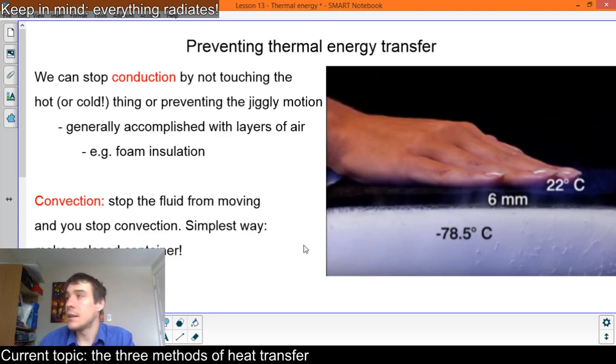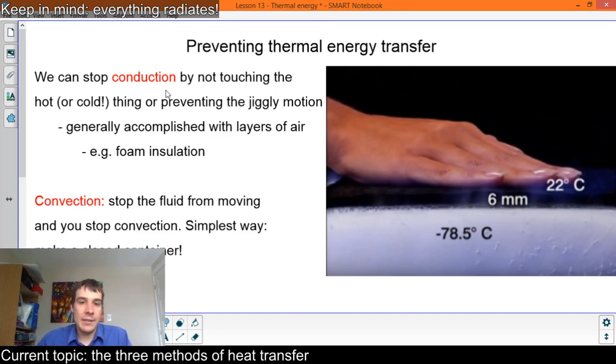Then let's talk about preventing this thermal energy transfer. We can stop conduction very easily, right? If there's a hot object and I'm touching it, how do I stop heat transfer from conduction? Well, I just stop touching the object, because it requires the two particles to be right next to each other and mosh pitting into each other. So if this guy's going nuts, and this one's like, dude, what are you doing, right? There's no impact, there's no collisions, so you just stop touching it.